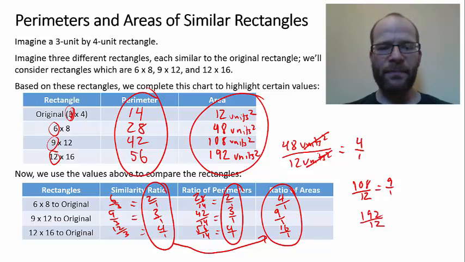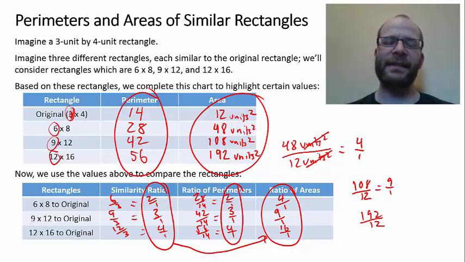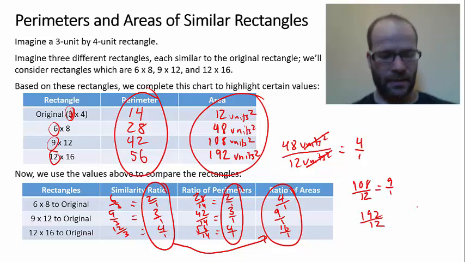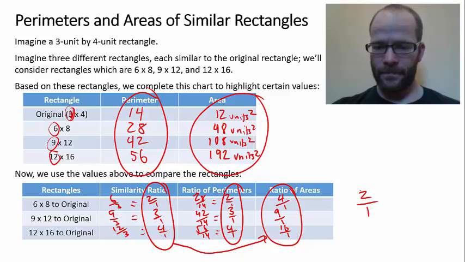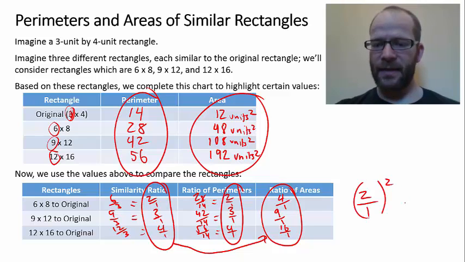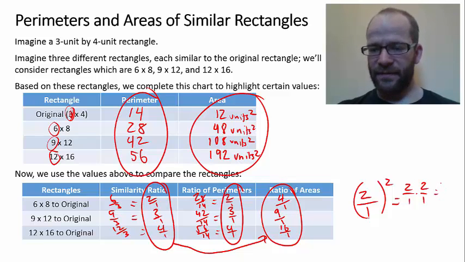And of course, it's a very simple rule. We find, and we see here in this chart, that the ratio of areas is equal to the square of the similarity ratio. So 2 over 1, if we take 2 over 1 and we square it, that of course is equal to 2 over 1 times 2 over 1, which is equal to 4 over 1. So we see that that's the square.